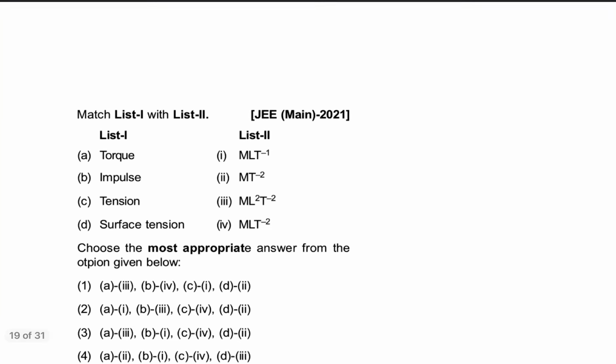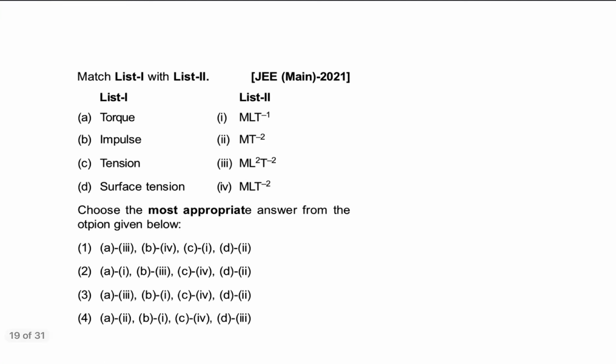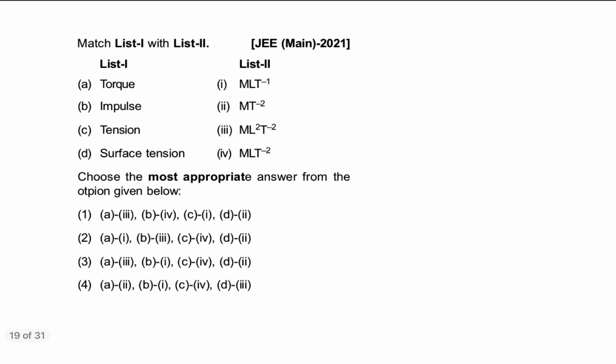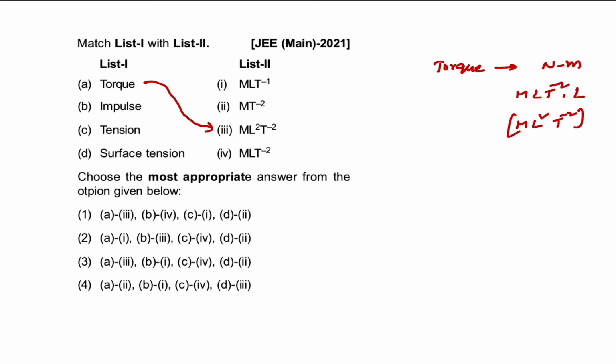Next, one more question from 2020, 2021, list 1 and list 2. Torque, you know that torque has unit Newton meter, M L T power minus 2 into L. So you can write M L square T power minus 2. Where M L square T power minus 2 is there, you can see torque is matching with the third one. There are two options. A is matching with 3.